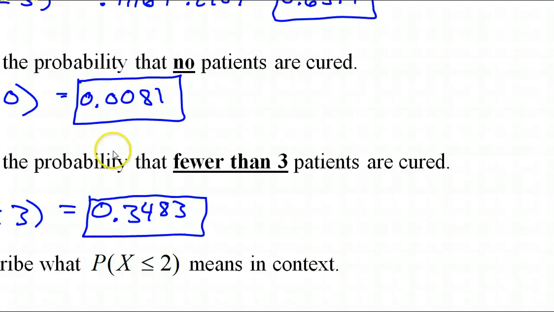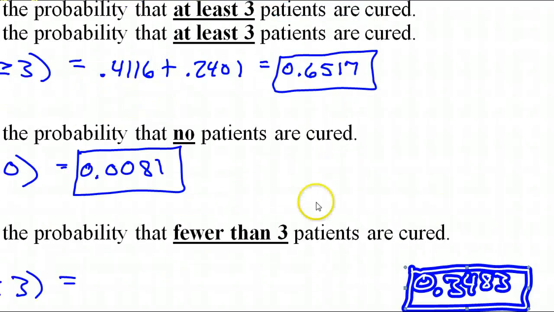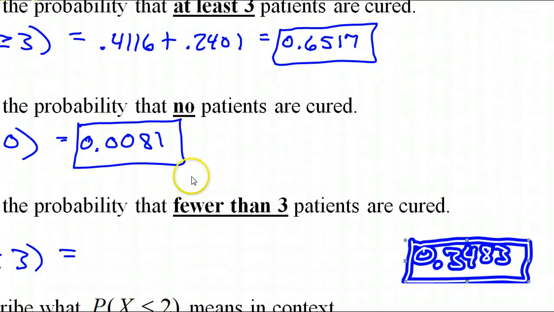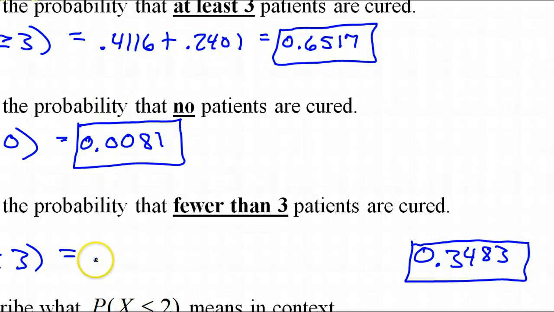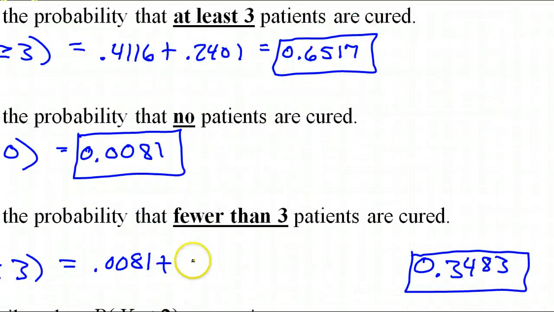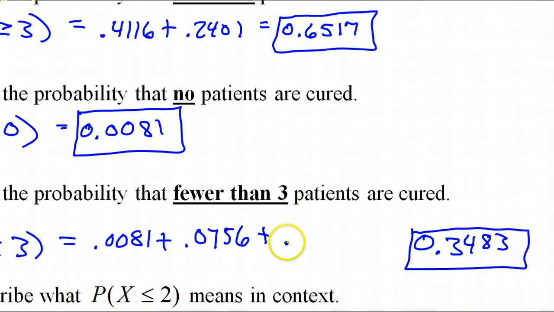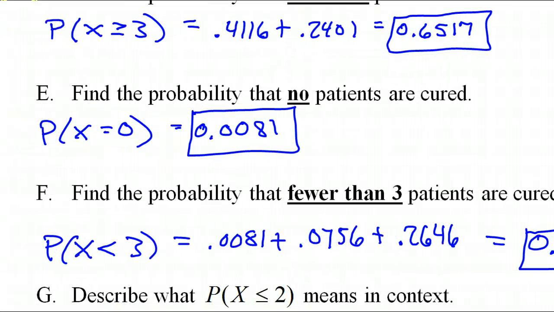Okay, we should still show our work though by doing 0.0081 plus 0.0756 plus 0.2646. Okay, kabam. Now let's do G.